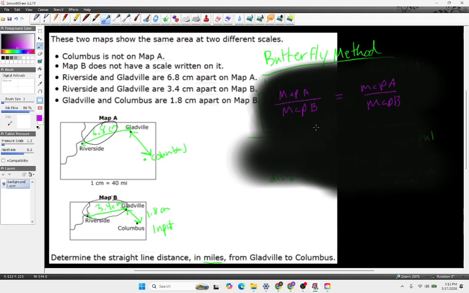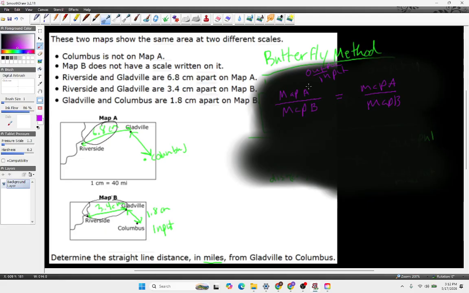But for my pair that I do know, for Riverside to Gladville, notice how it's map A over map B for both of them. Output over input for both of them. If I had one of these flipped, if it was B over A on this side and A over B on this side, I would not get the problem right. The fractions would not be equivalent. The ratios would not be equivalent.